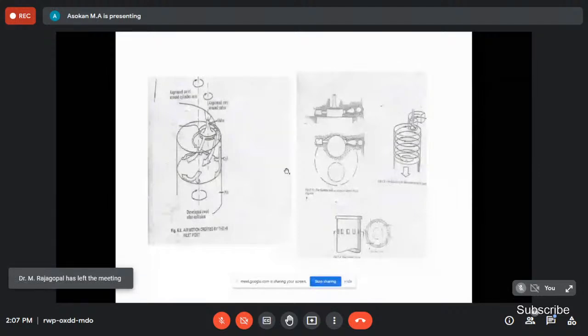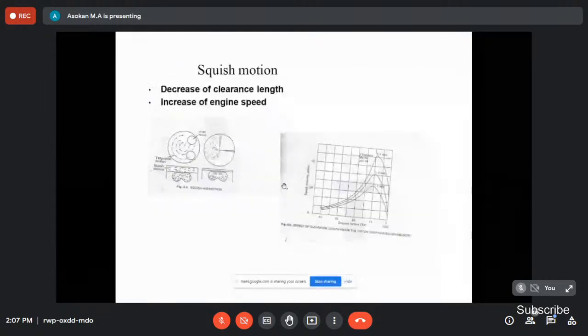And squish motion. See the squish motion. When the piston moves from BDC to TDC, at that time it's compressed. So the clearance above the piston, right? If we increase the compression ratio, then what about the clearance volume? It's very less, right? So you can decrease the clearance above the piston by increasing the compression ratio. So it increases the squish velocity.